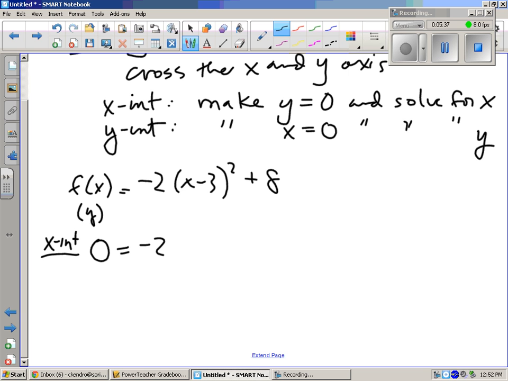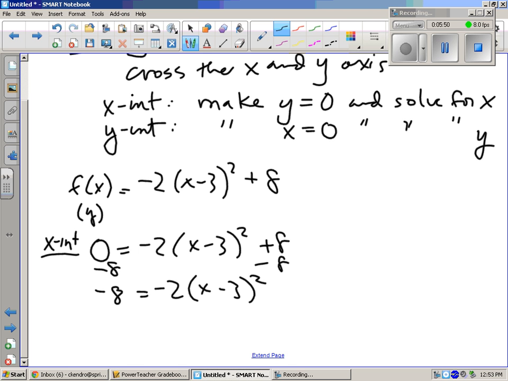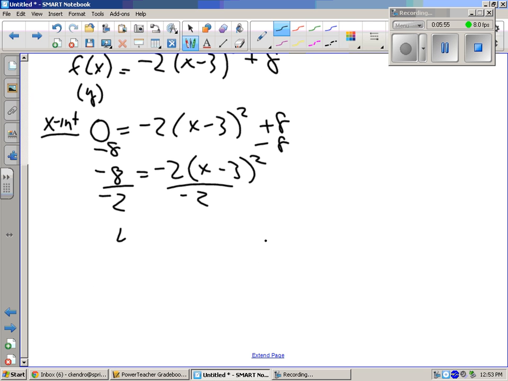So 0 equals negative 2(x minus 3) squared plus 8. And then we have to solve it for x. So first thing I'm going to do, subtract 8. And then I want to divide by negative 2. So I have 4 equals (x minus 3) squared. And then the next thing we want to do is square root both sides. So let's put that in red here to show that that's an important step. Now when you square root both sides, you get plus or minus 2.